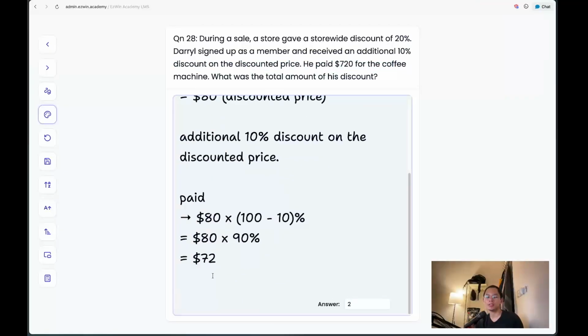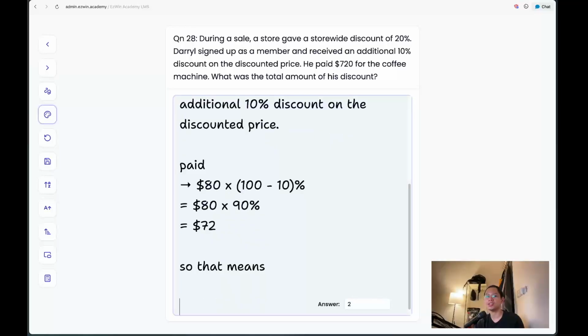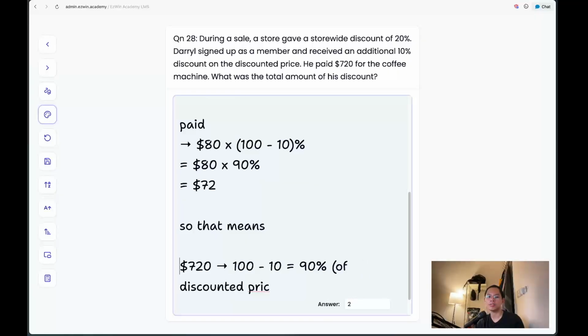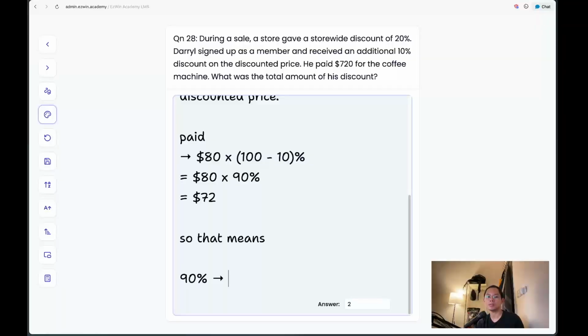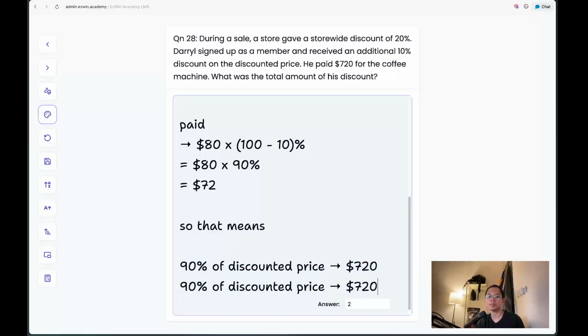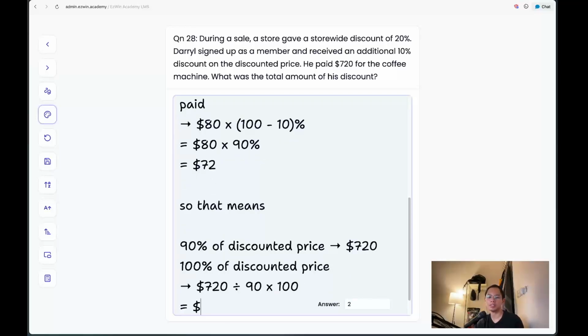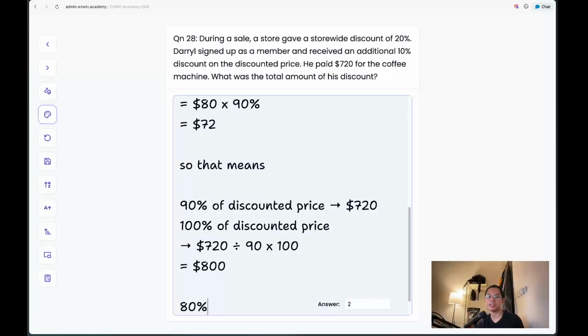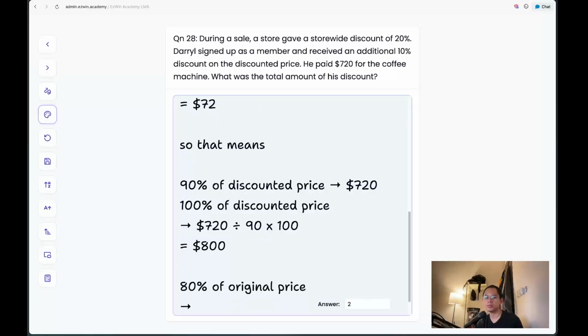I mean, I give you the answer already lah, but $720 is equal to 100 minus 10, which is 90% of the discounted price. So 90% of the discounted price is $720. So 100% of the discounted price is equal to, in this case, 720 divided by 90 times 100. This is $800. So that means 80% of the original price is $800.